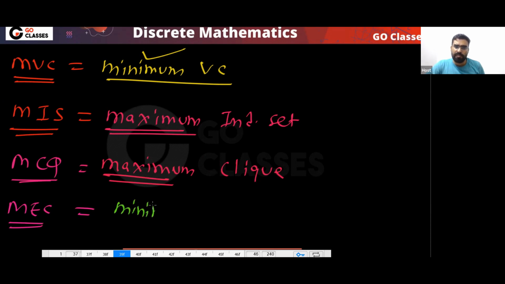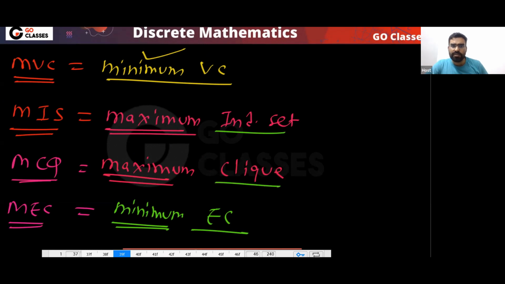This will mean minimum. Because when you study edge cover, you want minimum. When you study vertex cover, you want minimum. When you study independent set, you want maximum. And when you study clique, you want maximum. Correct? Is this clear to everyone?